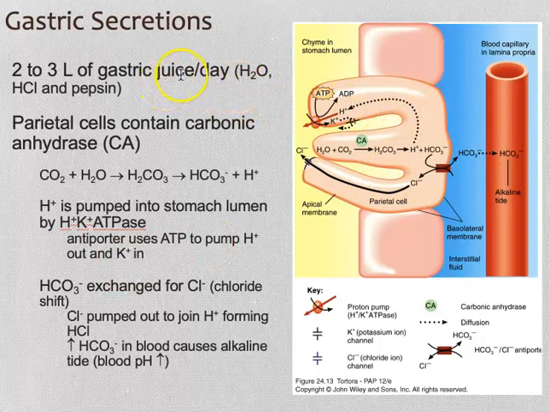these parietal cells are going to be producing a lot of this gastric juice a day, so 2 to 3 liters. I mean, think about that. We've all got liter bottles around. That's a good amount of gastric enzymes.